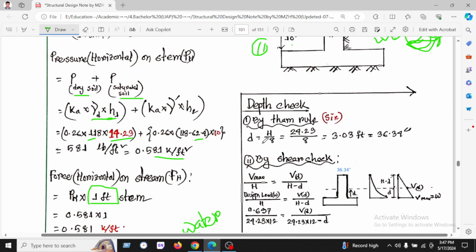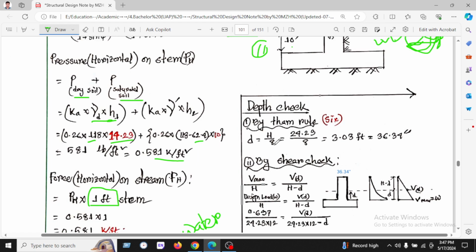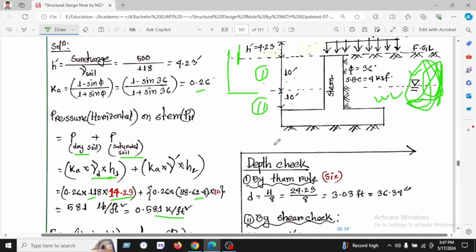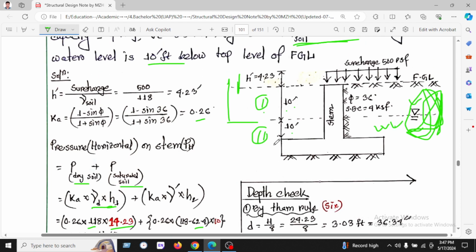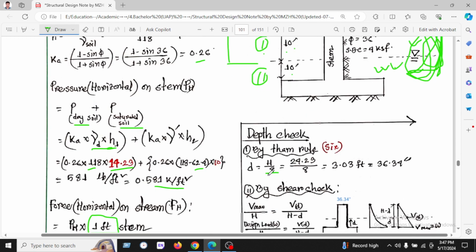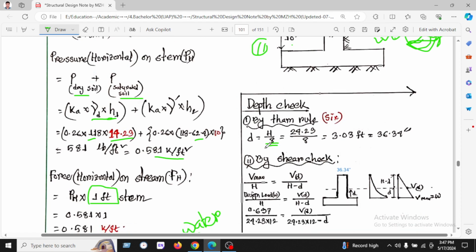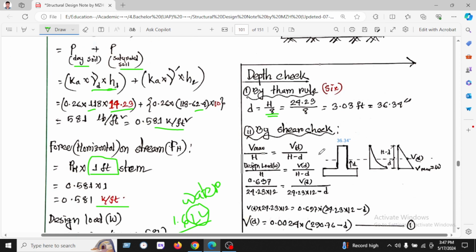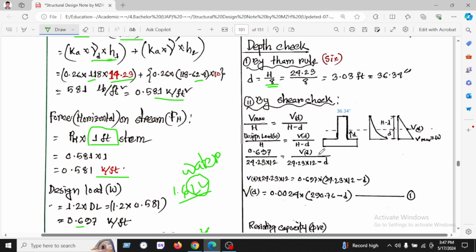Here is the thumb rule. We have found depth equal to h by 8, and this formula is taken from the book of Nadim. So Nadim Hussain, if you search in Google or internet the RC design of Nadim, then you can easily find the book of Nadim. Here is the formula. Our respected teacher also taught us how to calculate depth. So I have found the depth is 36.34 inches, and now if we want to do the shear check, then we will check the shear.